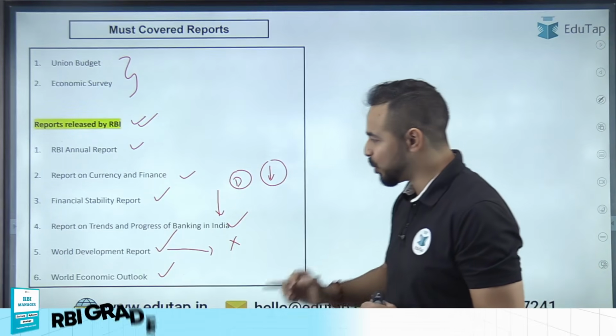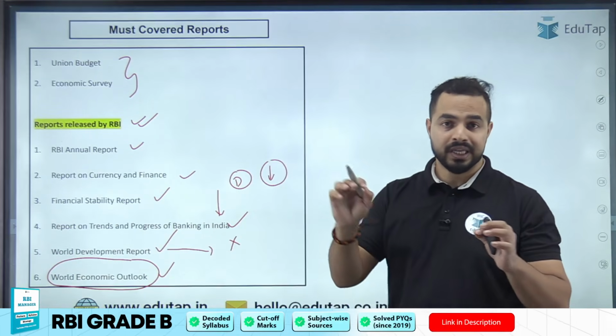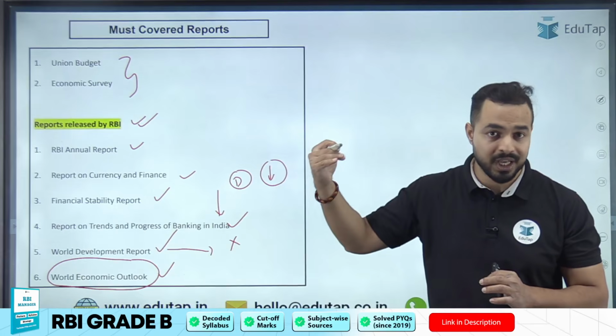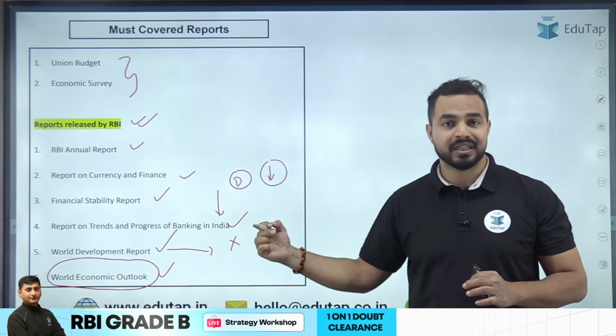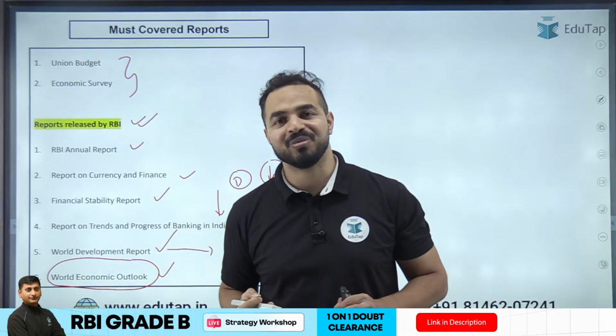And then the last one is the World Economic Outlook. Guys, this is a very very important report. So although again ये वाली रिपोर्ट भी ज्यादातर फेज 2 में पूछी जाती है, but still you can see the question from this report in the upcoming phase 1 examination of RBI Grade B Officer exam.